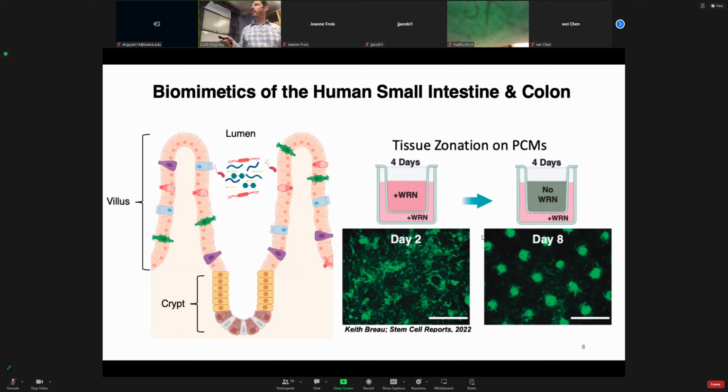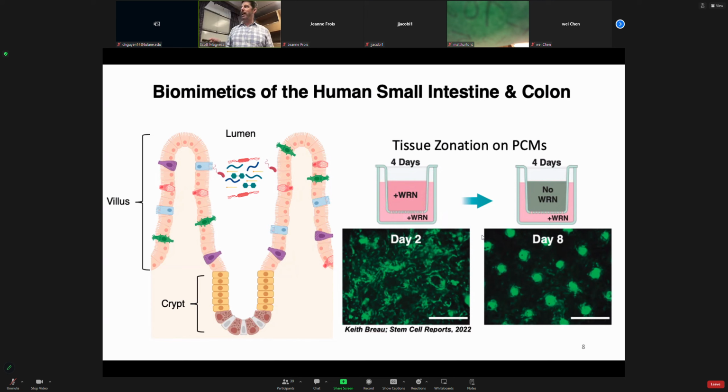And then after a certain period of time when they're confluent, we switch the media where we take off the stem cell factors from the top and only leave them on the bottom. You can see on the top right-hand schematic there. And now what it does is it compartmentalizes that tissue. What you're looking at here in green is a stem cell marker called OLFM4, and we CRISPR knocked that into the endogenous locus. And now we have a stem cell marker that we can trace.